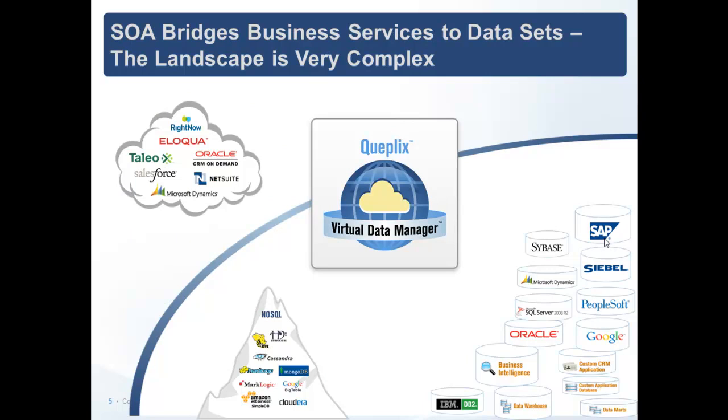SOA, of course, bridges business services to different data sets, and the landscape is very complex. It would be difficult enough if we were just working with enterprise relational-based applications, but we're not. Some of these applications are custom, so we have to work with the database tables directly. Some have varying and different APIs to their business objects, such as SAP or Siebel. Some are APIs in the cloud. Salesforce and NetSuite are becoming more predominant in our landscape, and everything in between, from XML to the new NoSQL database structures. And all of these need to be brought into a strategy that lets us deploy SOA.